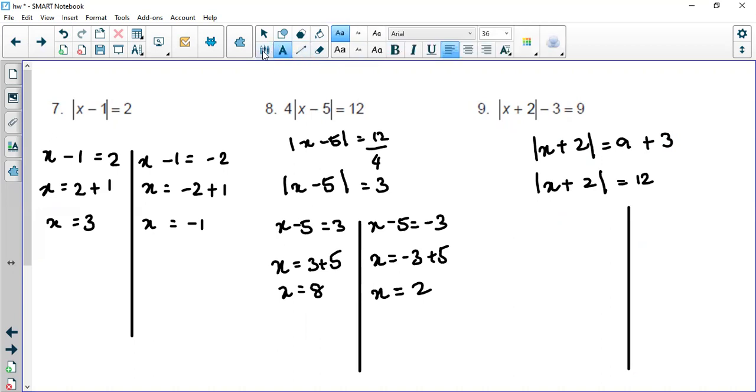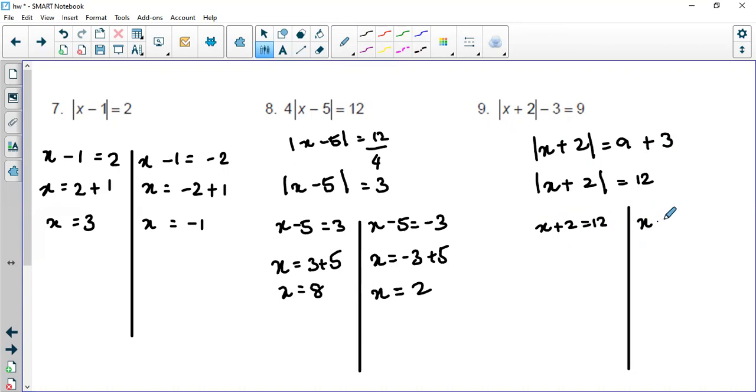That's going to be x plus 2 equals 12 and x plus 2 equals negative 12. So x is going to be equal to 12 minus 2. X is going to be equal to 10. And this side, x is going to be equal to negative 12, negative 2. So x is going to be equal to negative 14. So the x is 10 and x can be negative 14 also.